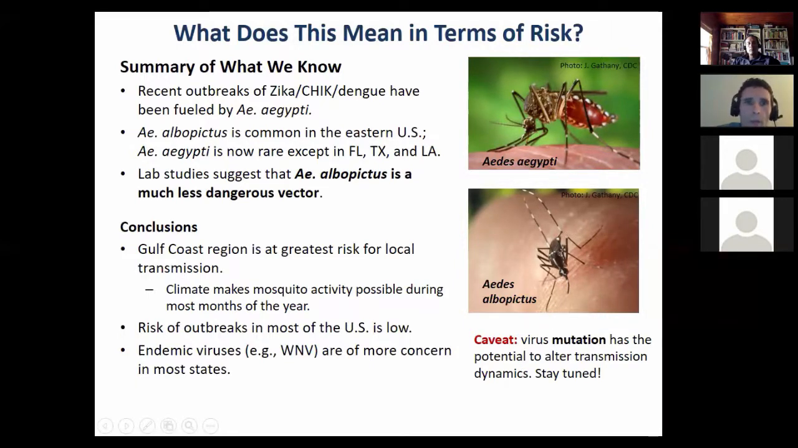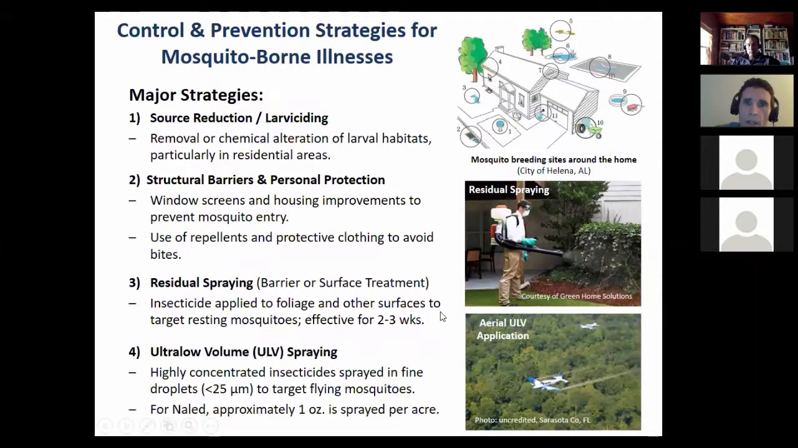So I'll wrap up by talking about some control and prevention strategies. I have 4 major strategies listed here. The first 2 are ones that you can take on your own. Source reduction, larviciding around your home. This is removing or chemically altering larval habitats, particularly in residential areas. My next slide is going to have a little bit more about that.